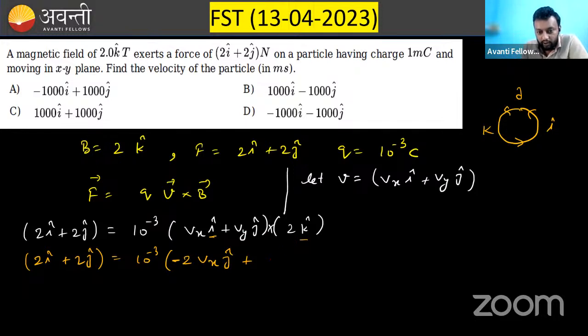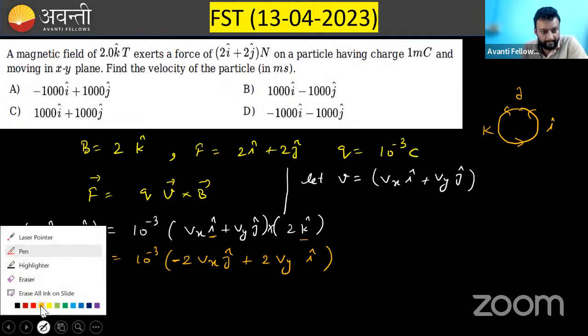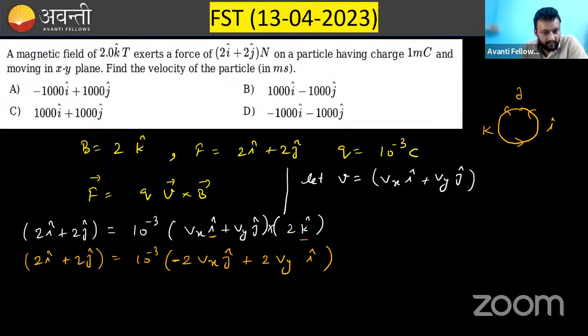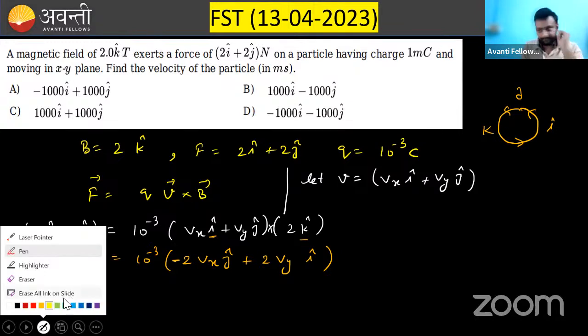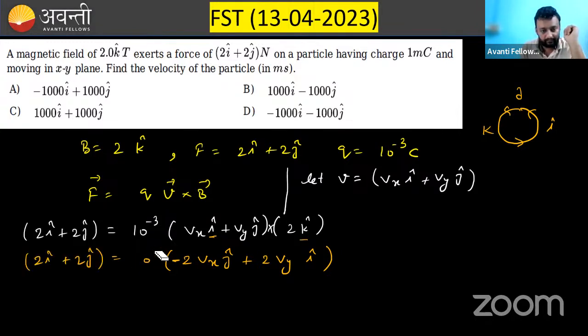Vy, 2Vy, and j cross k is what? I cap. Is it clear? Now I can send this 10 raised to the power minus 3 to this side. I am skipping one step here. I am sending this 10 raised to power minus 3 this side. So this 10 raised to power minus 3 will become 10 raised to the power 3 in the numerator side.